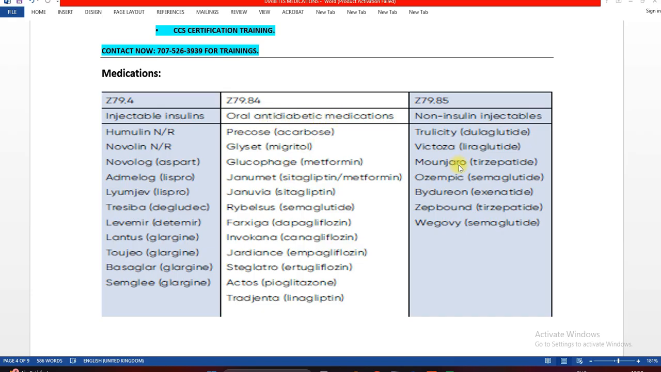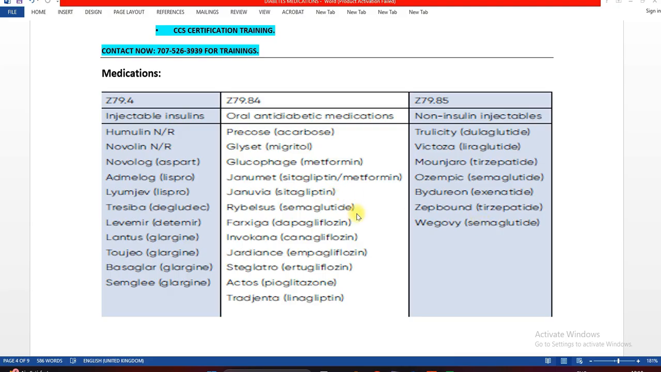And a new one we have is Z79.85, non-insulin injectable. These are basically not insulin, but they are injectable anti-diabetic medications. What are the examples? Trulicity, Victoza, Mounjaro, Ozempic, Bydureon, Zepbound, and Wegovy. So these are the common examples for non-insulin injectables. So what is important here?